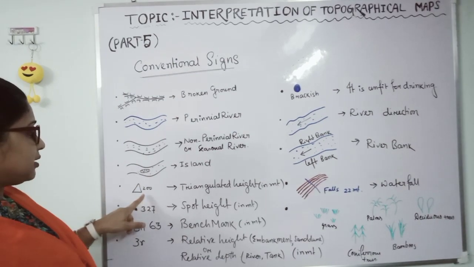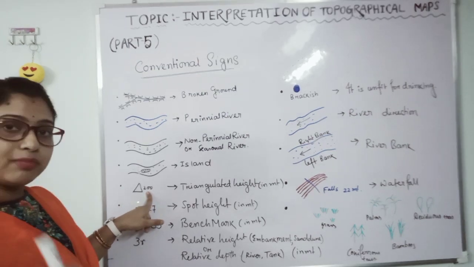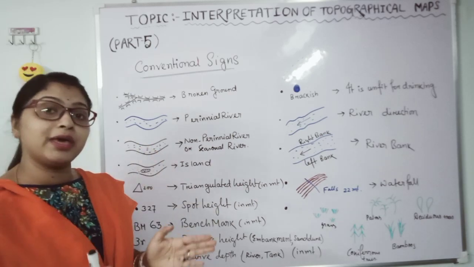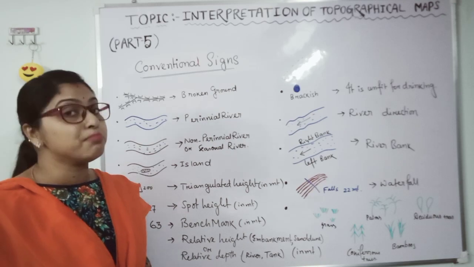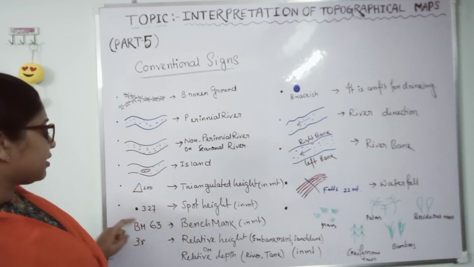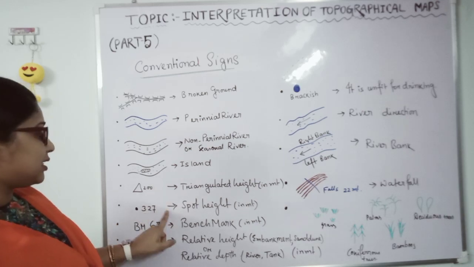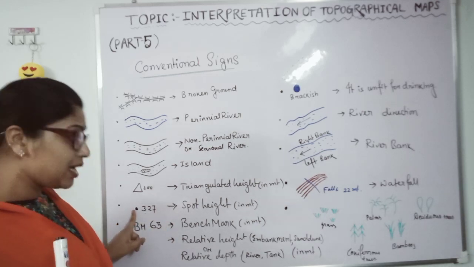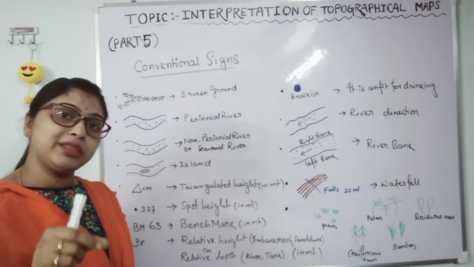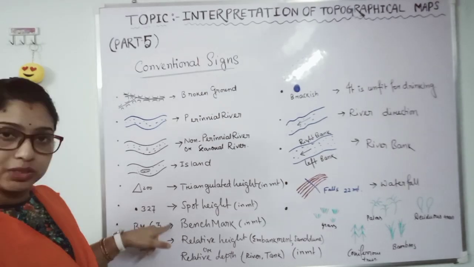Next, a triangle, basically shown in black, and then marked by some number. So it is a triangulated height which is shown in meters. All the heights in the topographical map are given in meters. Then a black dot, and then some number given. So here it is a spot height, meaning the height of a particular place, not all the areas. Wherever the dot is there, it means that place's height will be that. Here it is showing 327 meters.